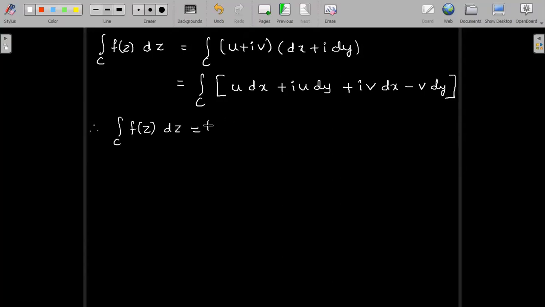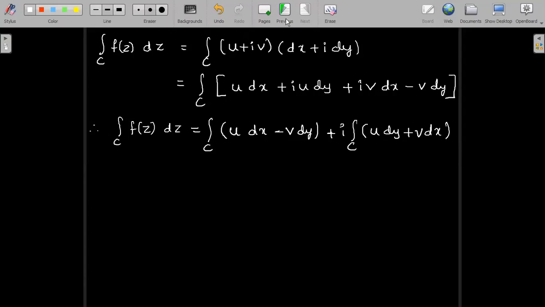Now I can group the real and imaginary terms separately, applying property 3. I can write all the real terms in one integral. Which are the real terms here? u dx minus v dy. Plus i into the integral over C of the imaginary terms, which are u dy plus v dx. So this is an application of property 3. We have split the integrals and written the constant outside; i is a constant here.